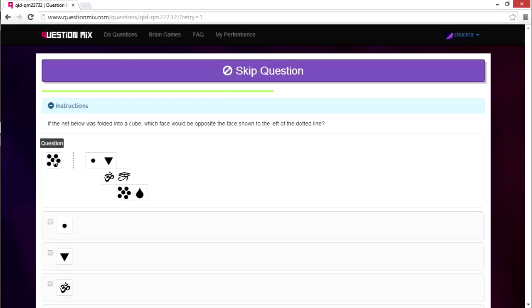you on the left. Now, some people find these questions really easy because in their own brain, they can imagine folding that net and they can see all the different sides and how they relate to each other. But some people find these really difficult.